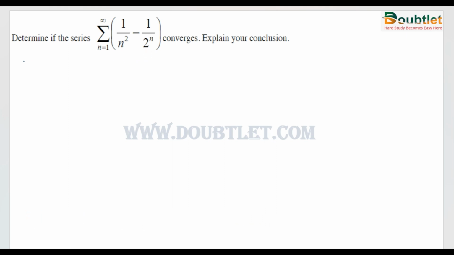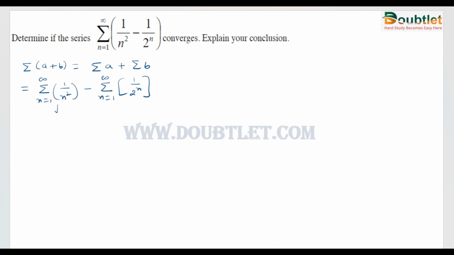By the property of summation, suppose we have summation of A plus B, we can write this as summation of A and summation of B. So from this property we can break down this series as the sum from n equal to 1 to infinity of 1 upon n square, minus the sum from n equal to 1 to infinity of 1 upon 2 to the power n. Now we can assume this series as S1 and this series as S2, and we will find them separately.